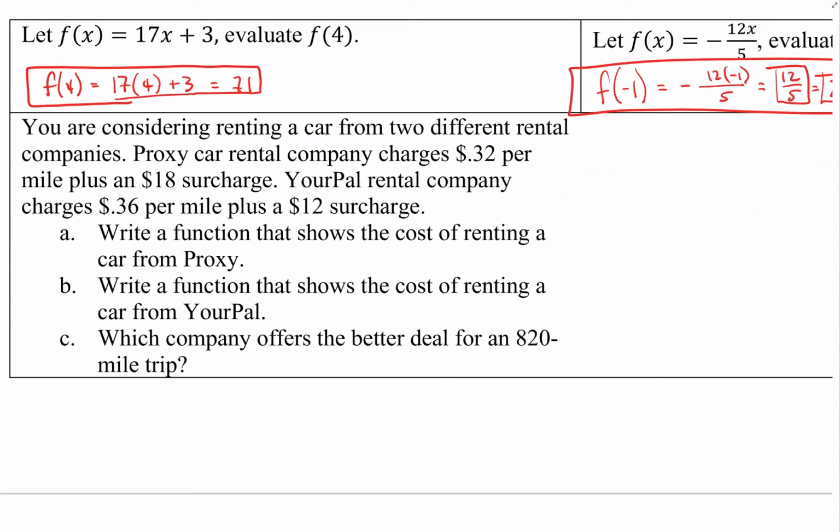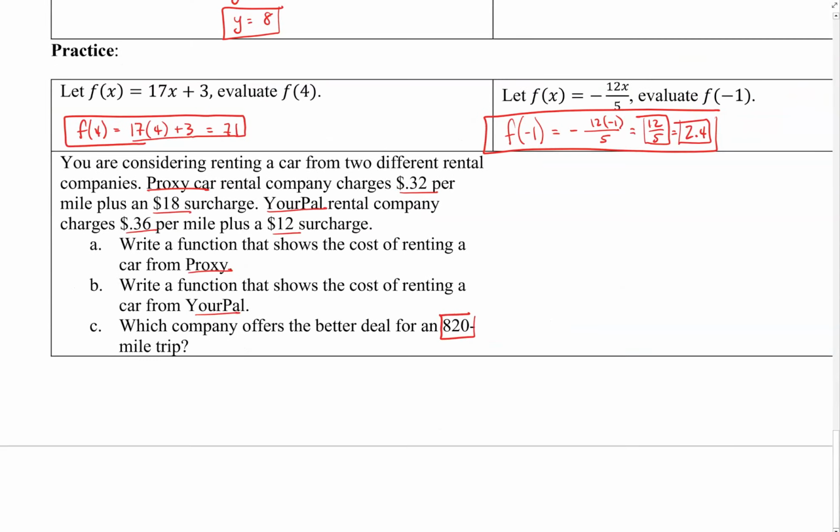Now finally, one more real-world example, and then we'll call it a day on this lesson. We are considering renting a car from two different companies. We're going to go on a road trip. The Proxy car rental company charges 32 cents a mile plus an $18 surcharge, and the Your Pal rental company charges 36 cents per mile, but only a $12 surcharge. So we need to write a function for both the Proxy and the Your Pal situation, and then decide which one works best for an 820-mile round trip.